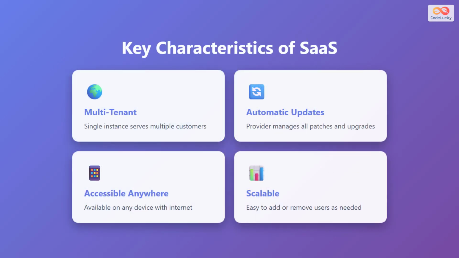SaaS has 4 key characteristics that make it unique. First, it's multi-tenant, which means a single instance of the software serves multiple customers simultaneously. Second, it provides automatic updates, where the provider manages all patches and upgrades without any effort from your side. Third, it's accessible anywhere, available on any device with an internet connection. And fourth, it's highly scalable, making it easy to add or remove users as your business needs change.